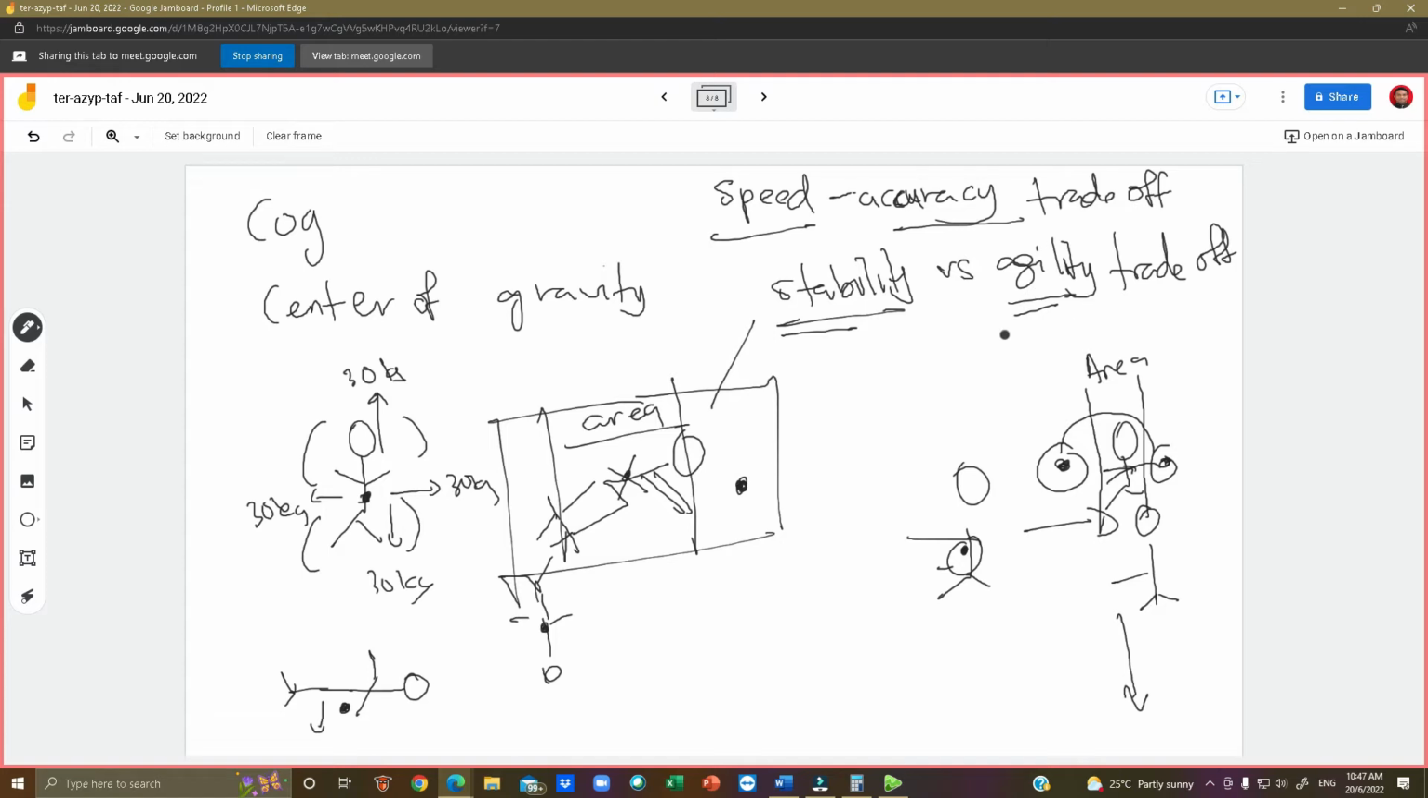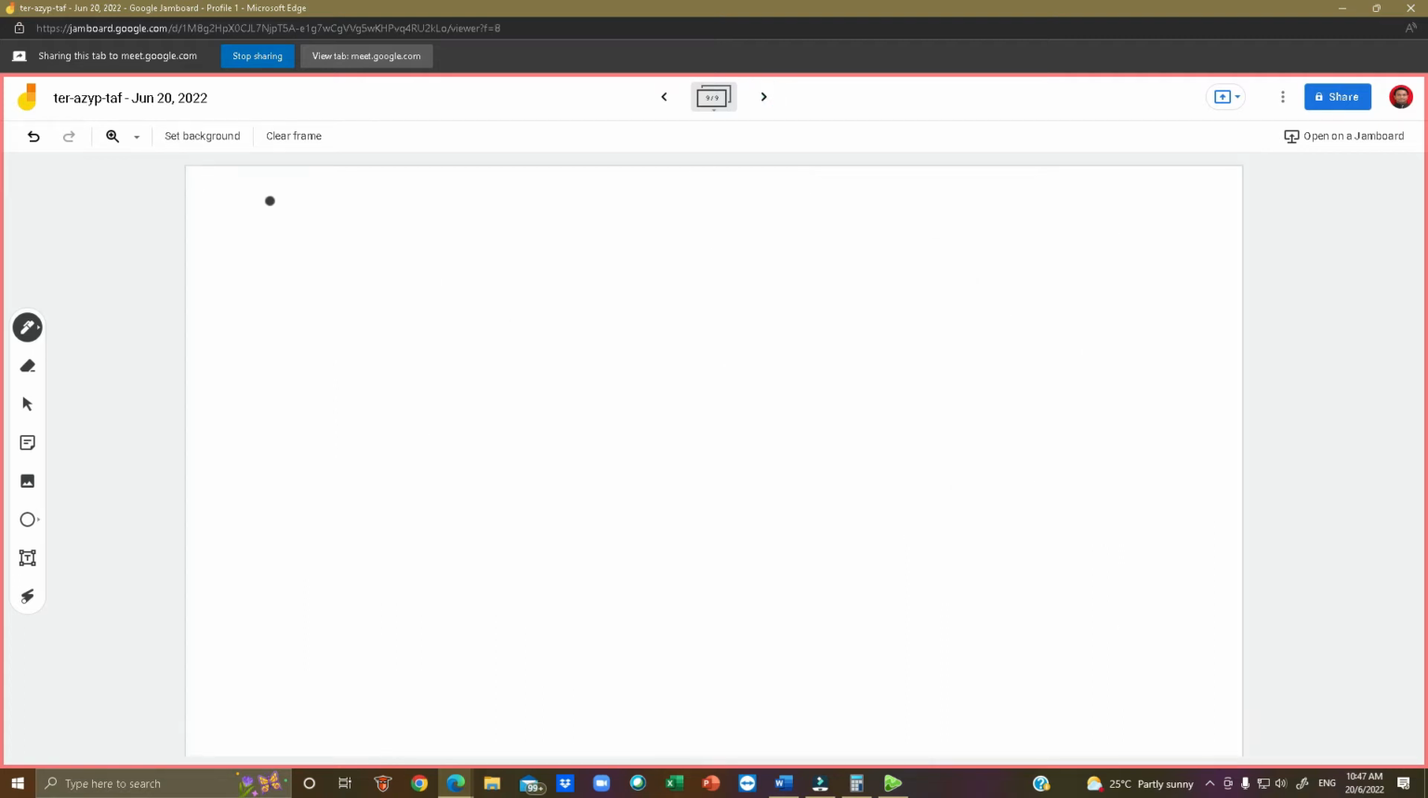If you try to be agile, put the COG outside of that area. If you want to have a stable condition, put the COG within that area. This area is known by the name of base of support. Okay, ni nama dia, base of support. Apa itu base of support?